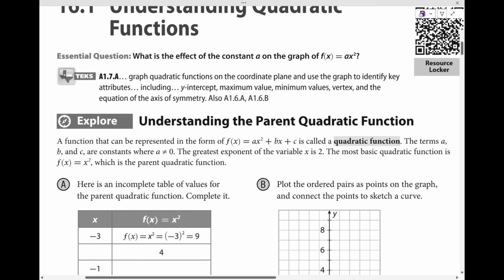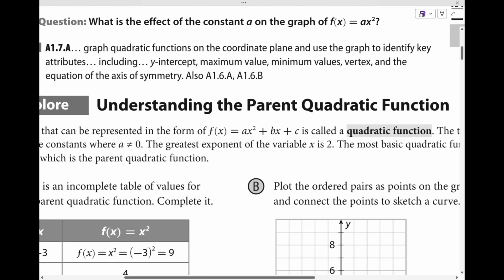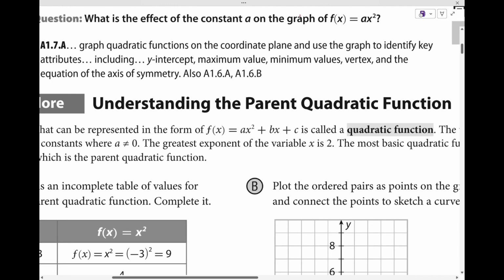Understanding the parent quadratic function. So a function that can be represented in the form f of x equals ax squared plus bx plus c is called a quadratic function. Okay, this is your form.